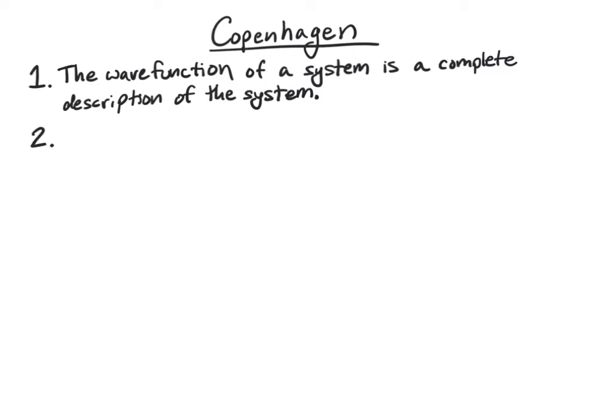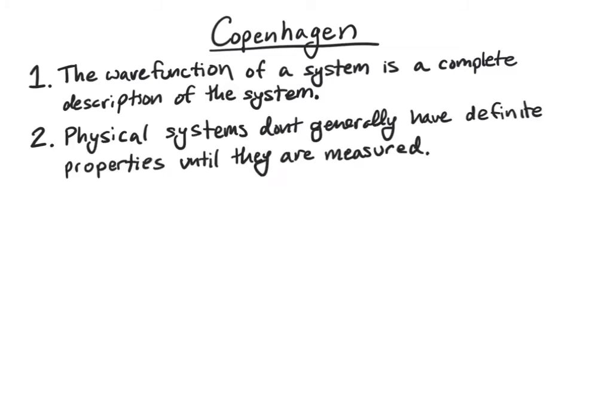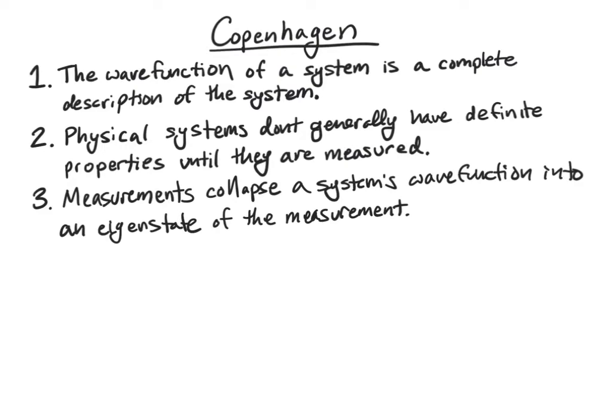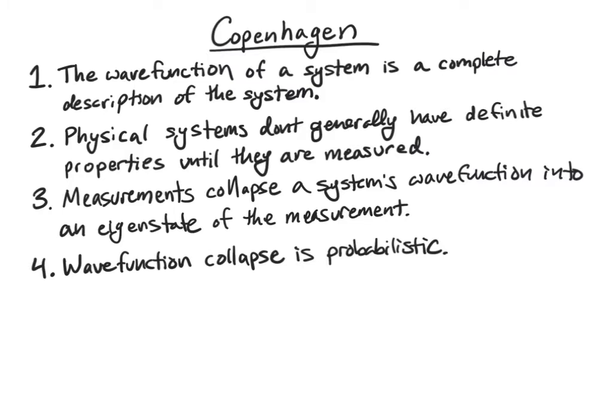The second is that physical systems don't generally have definite properties until they're measured. Measurement of a system will collapse the wave function of the system into one of the measurement's eigenstates. And wave function collapse is a probabilistic process where all the different possible eigenstates' probabilities are determined by their probability amplitudes.